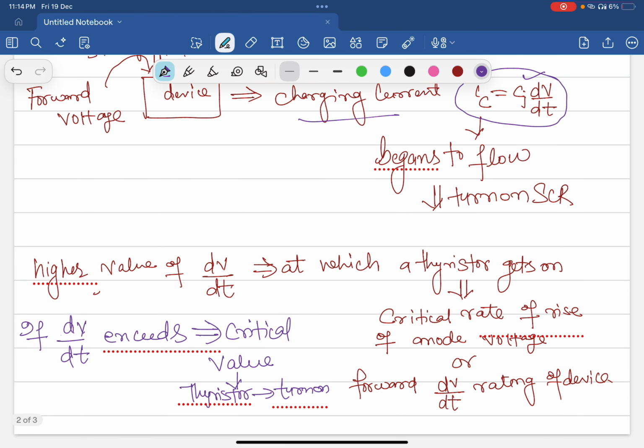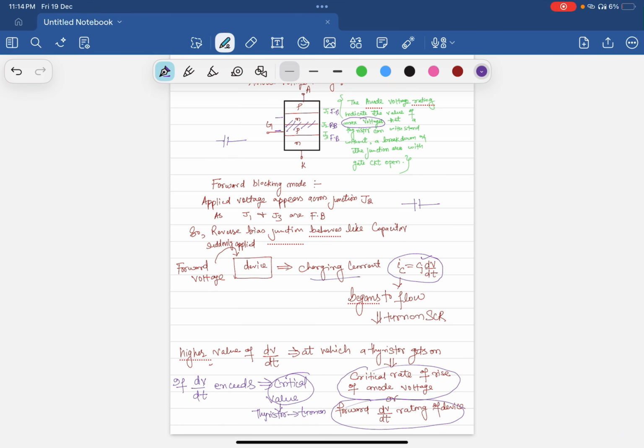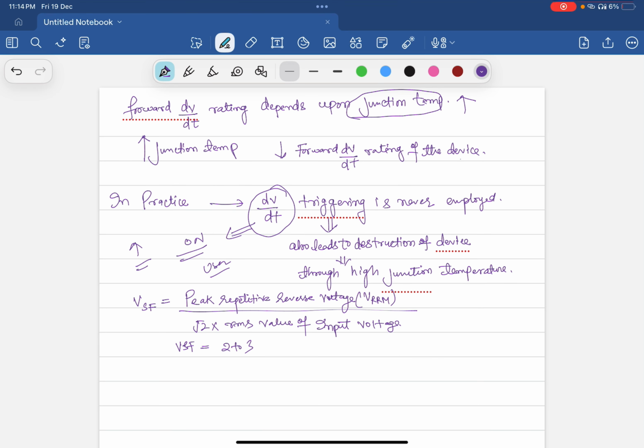So at higher dV by dt, the thyristor gets turned on. It is also called the critical rate of rise of anode voltage, or the forward dV by dt rating of the device. If dV by dt exceeds the critical value, the thyristor turns on without our permission. The forward dV by dt rating depends upon the junction temperature. As the junction temperature increases, the forward dV by dt rating of the device decreases.